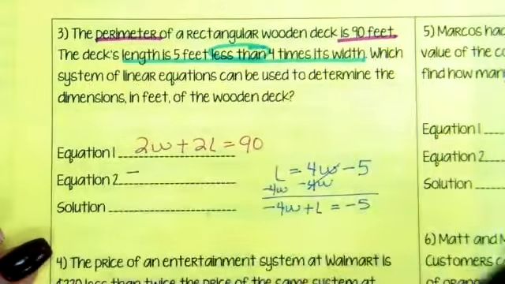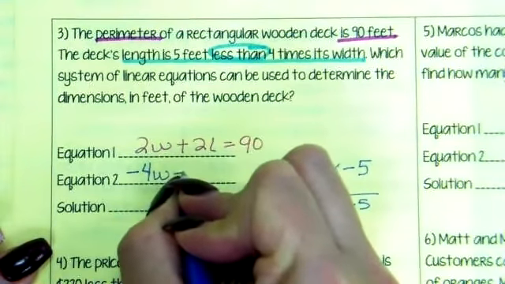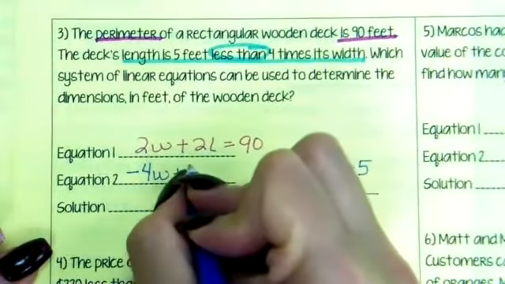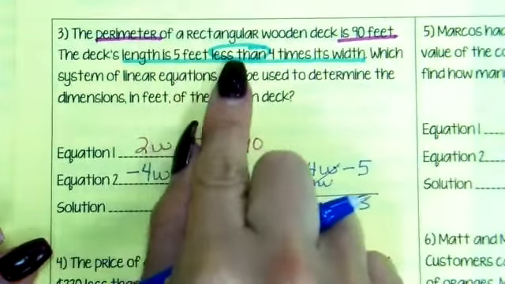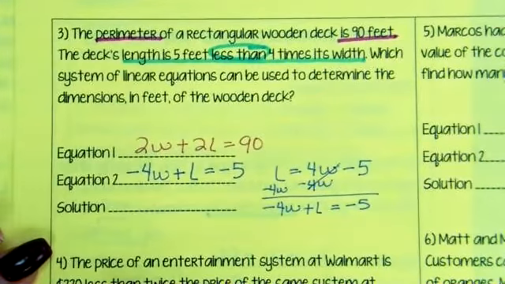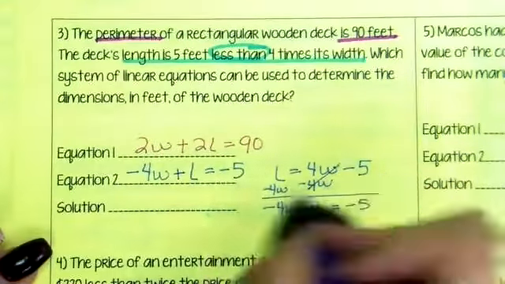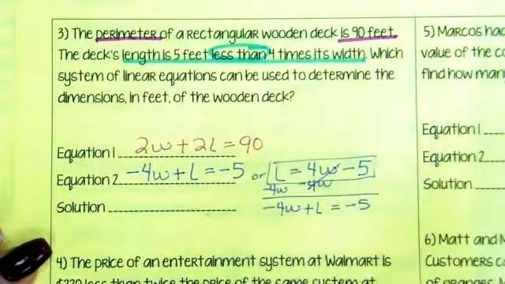So it would be negative 4w plus length equals negative 5, because the difference is less than 5. So that's why it's a negative 5. It depends what kind of equation they give you, but either one will work, okay?